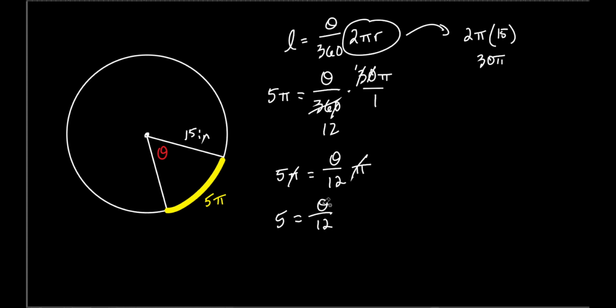How do I get theta by itself? It's being divided. How do I get rid of something that's being divided? I multiply. Right, multiply by 12, multiply by 12. So what is that? It's 60. It's an angle because it's theta, so it's what? 60 degrees, and that's my central angle right there. That's how you do that kind of stuff.